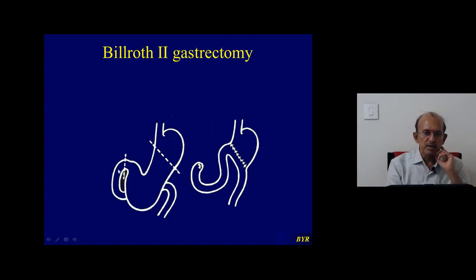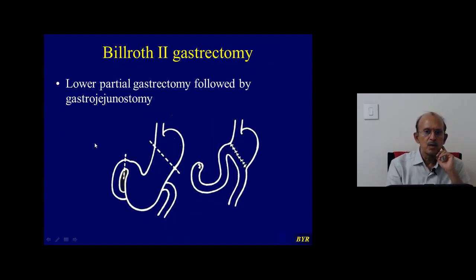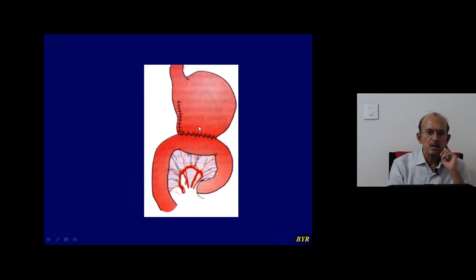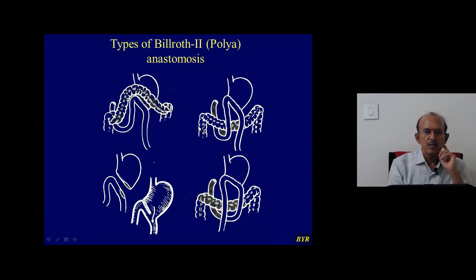Then Billroth 2 gastrectomy. It is lower partial gastrectomy followed by gastrojejunal anastomosis. So you remove the stomach antrum as well as part of the body, and then you anastomose the jejunum upper end to the stomach. This is called Billroth 2 gastrectomy. There are modifications for this.